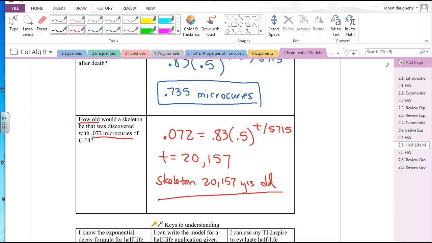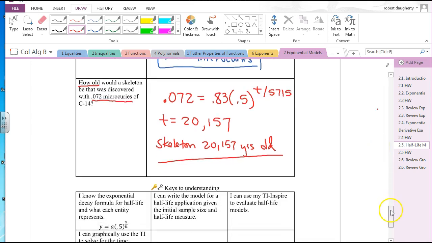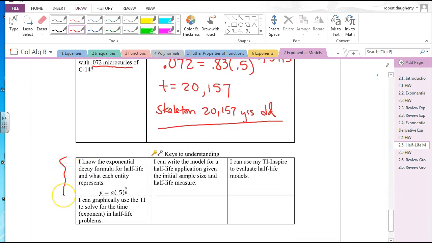So again, all we did today was this new formula for half-life. Just keep in mind that half-life is just a very specialized exponential decay. So it's always decaying by 0.5. That's why we've got the 0.5 in the middle here. You should be able to read one of these word problems, write out the model, and then you can evaluate by plugging in values or using the nsolve command.